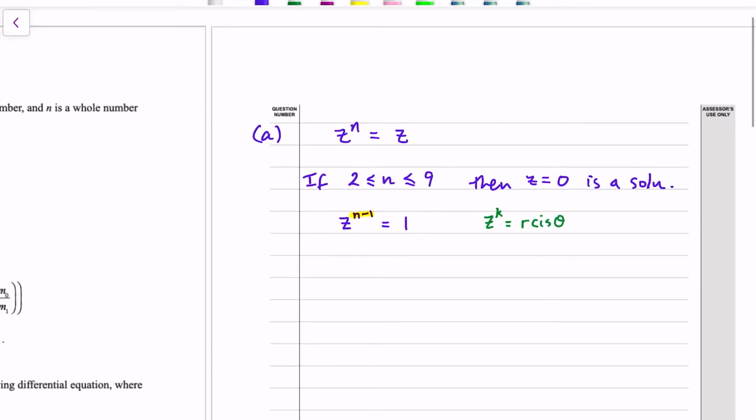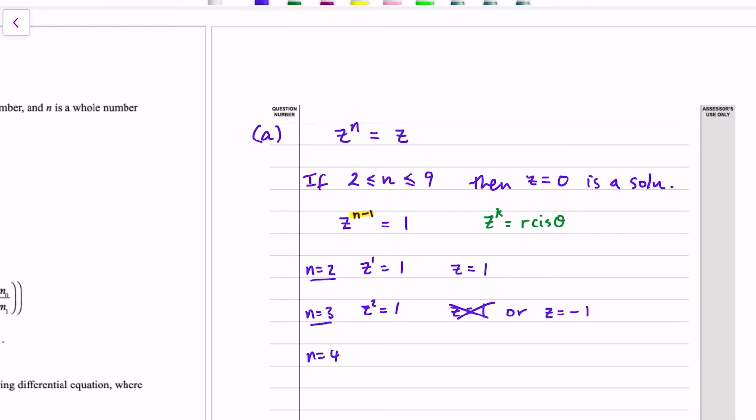So if n is equal to 2, then we're just solving z to the power of 1 equals 1. Okay, so that's clear, that's just z equals 1. If n is equal to 3, then we're solving z squared is equal to 1. That's z is equal to 1, or z is equal to minus 1, but we've already seen the 1, so we don't want to double count that.